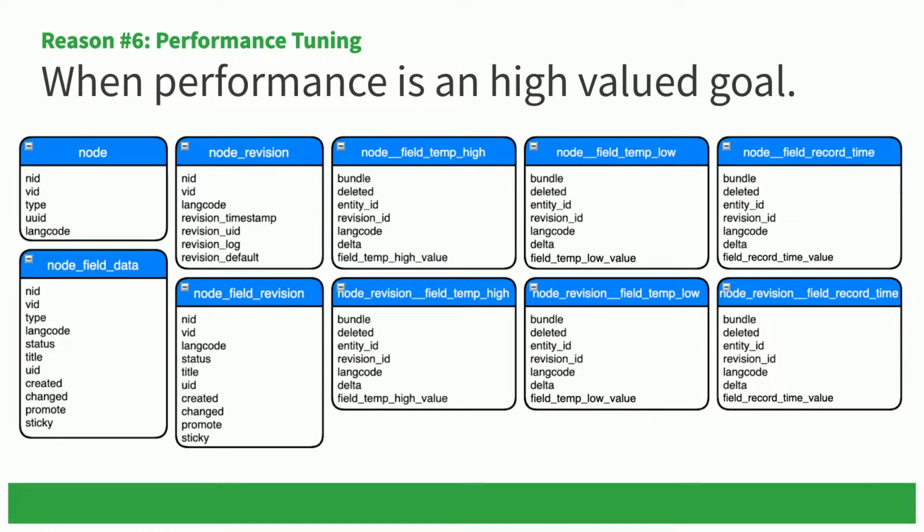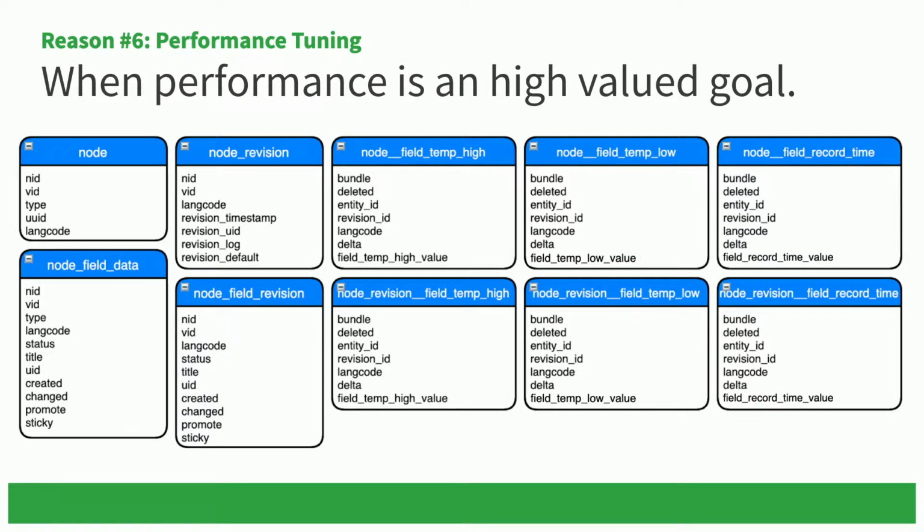Reason number 6, when performance is a high-valued goal. And we were talking about this a little before the session started, that I take for granted that Drupal is going to do a lot of the work for me. When I create a new content type, there's going to be some records of those nodes in the node table and the node field data table. The revision, let's assume it's revisionable, as nodes are going to be, at least for me. There's going to be a revision table and a node field revision table, so the active data and then a history of the data through all of its different revisions.